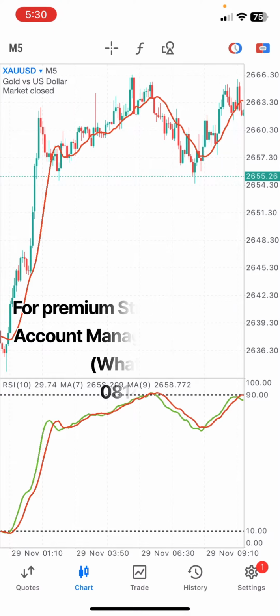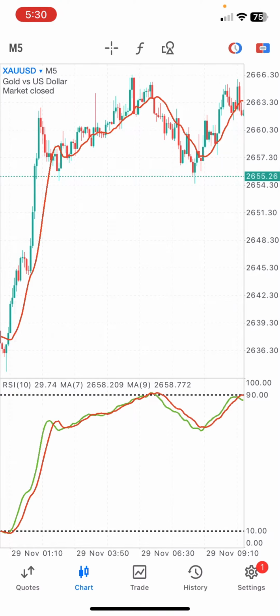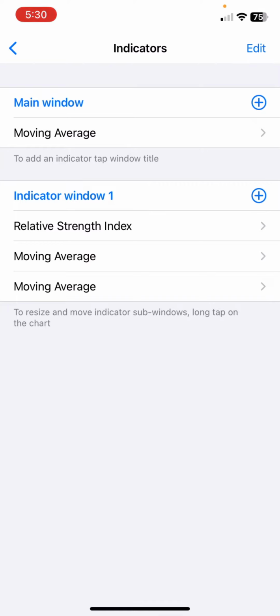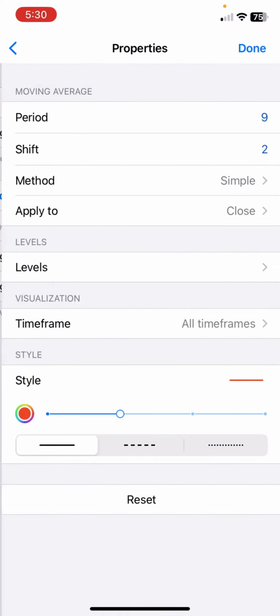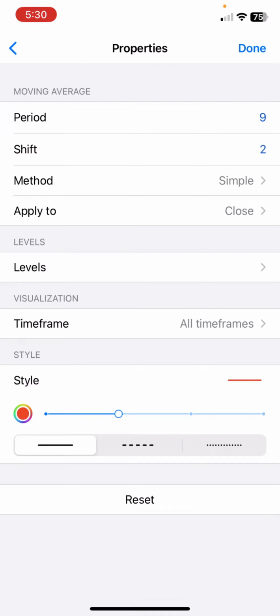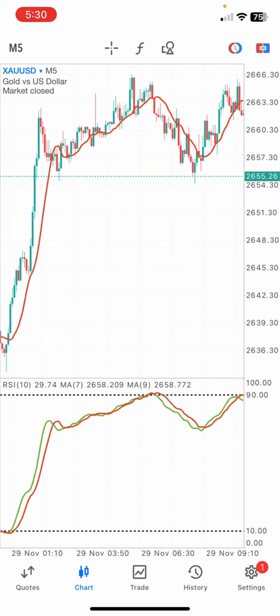Now that being said, let's begin with the strategy. The first thing we want to do is add our indicators, then we move into how you are going to make use of the strategy. To add this, click on the main window plus and set your moving average. For the moving average properties, the period is 9, shift is 2, method is simple, apply to close. I'm using the red color, but you can choose any color of your choice. Click on turn when you set everything up.